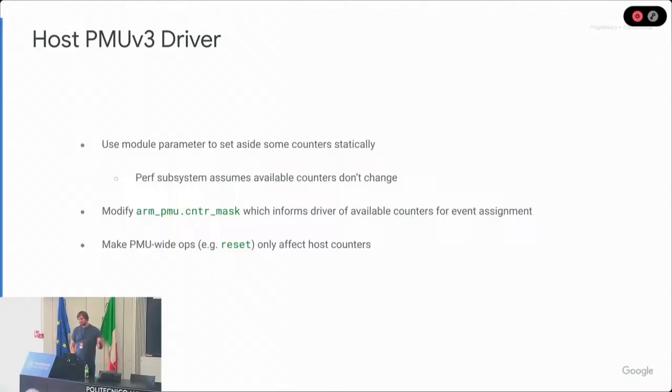So more specific implementation details. There's a bit mask which informs the driver of available counters. You modify that to say, okay, the counters we're reserving for the guest aren't available. And then there's some changes to make the PMU-wide operations, such as reset, make sure that only affects the host counters.